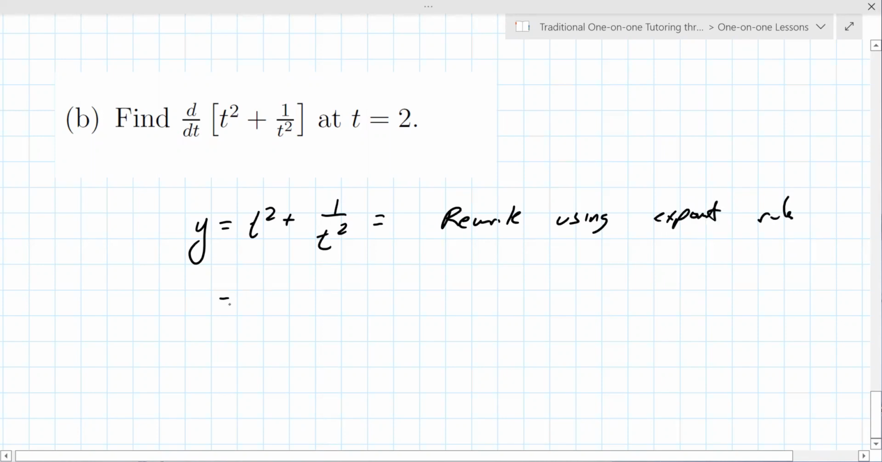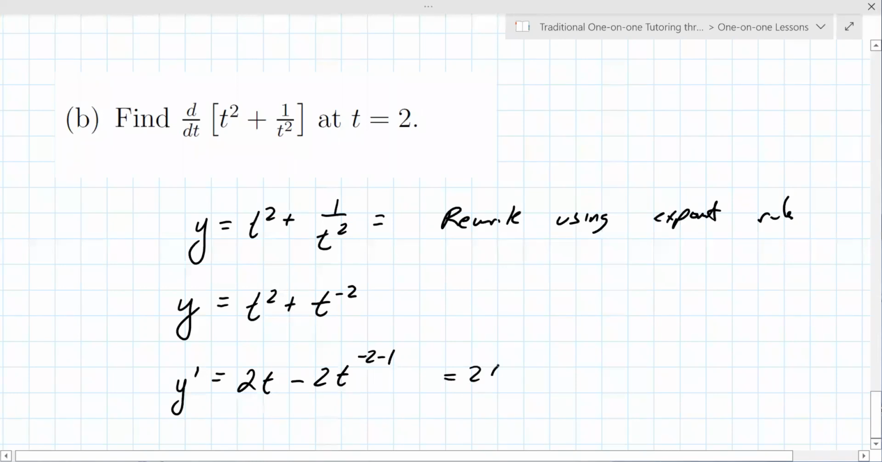Okay. So it'd be like t squared plus t to the minus 2 power. And then you take a derivative. So 2t. You bring that minus 2 down. 2t. Yeah. And then you subtract 1. So it's 2t minus 2t to the minus 3 power.